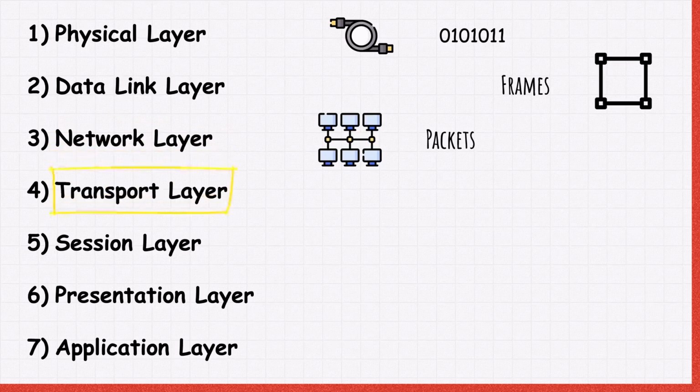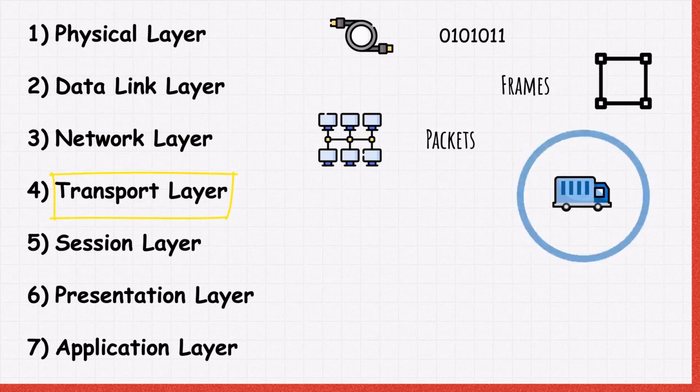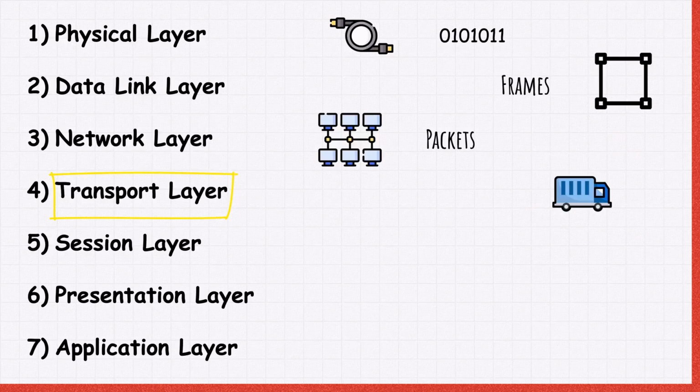Now, above the network layer, we have the transport layer. This layer is responsible for the end-to-end communication between two devices, and it also ensures the data is delivered reliably and in correct order. It deals with issues such as error checking and flow control, and it also breaks down data into smaller packets if necessary.